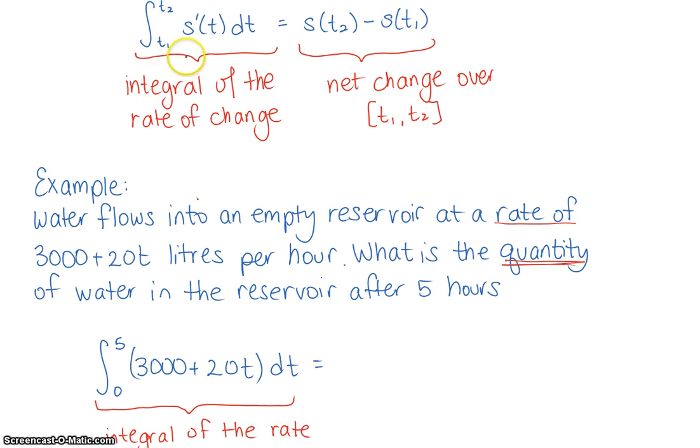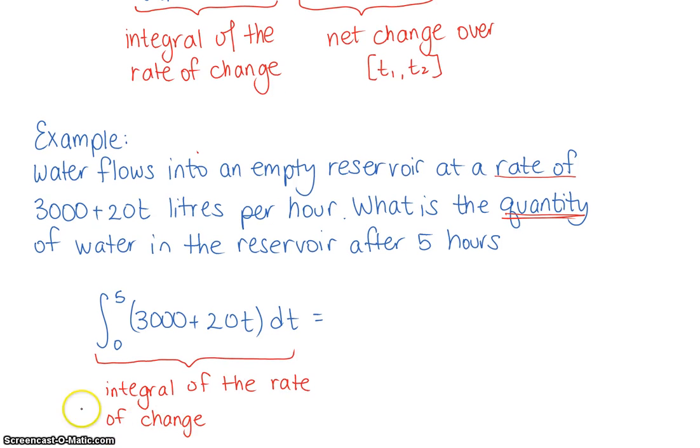So the integral, as we can see up here, is from time 1 to time 2 of the rate of change. So the function with respect to time. So here's our function with respect to time, our rate function, from 0 to 5 hours. What we need to figure out is the net change, and basically how much water, the quantity of water that is actually in the reservoir after 5 hours. So we start off with our integral as a rate of change. Now this is our rate of change function with respect to time from 0 to 5 hours.